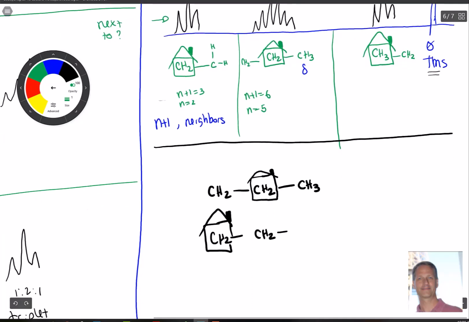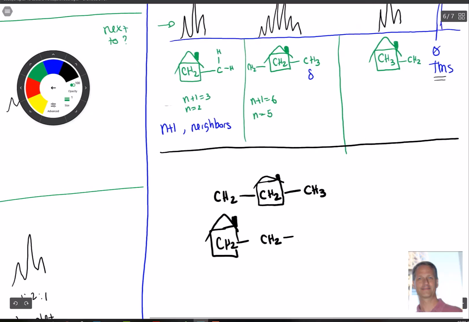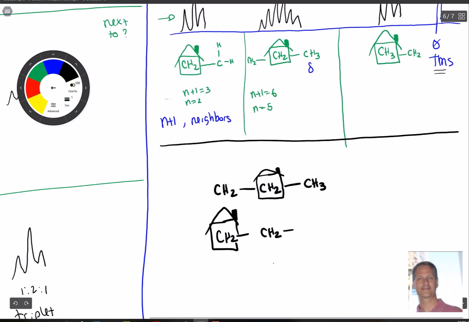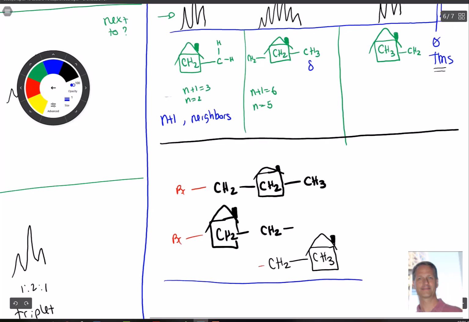Now we have a CH3, CH2. So that is a CH2, CH3, and that CH3 is what's giving rise to that signal. Now, in the end, we're still connected to a bromo, so probably going to put a bromo over here. And here, this is connected to that CH2. So basically, we're just adding these things up.